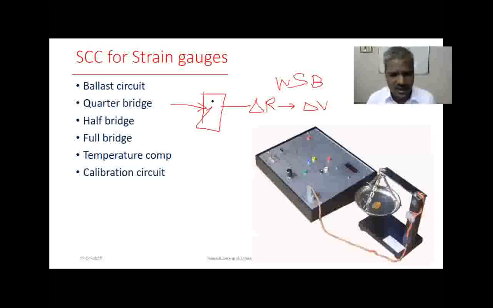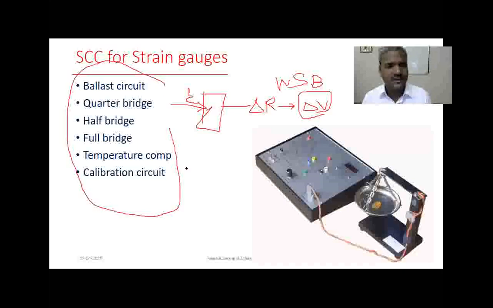So if the strain is detected in the process, the measurement is strain. The change in resistance from the strain gauge is converted into change in voltage. To convert from change in resistance to change in voltage, there are different circuits we already saw in the last class. The basic circuit is the ballast circuit, then quarter bridge, half bridge, full bridge, then temperature compensation of the bridge, then how to calibrate the sensing setup, how to calibrate the strain gauge in a circuit. These are all important topics.